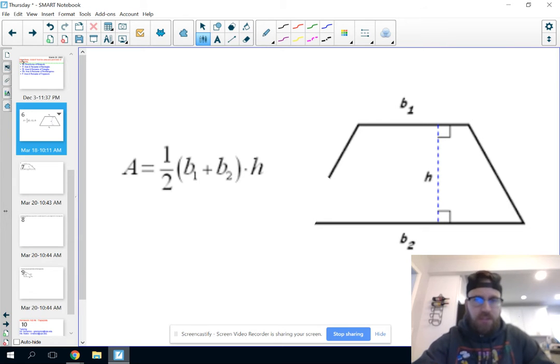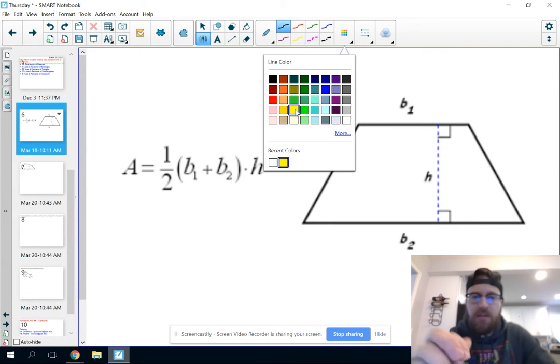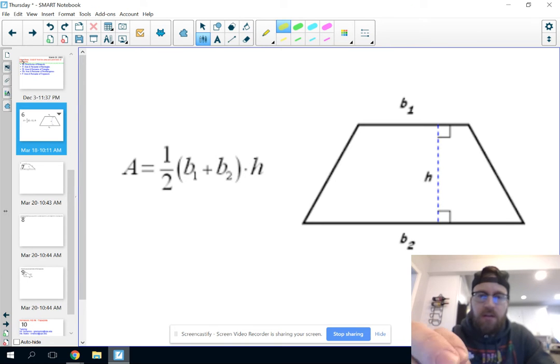Let's change color there. The sides there, the yellow, these are not the heights. Those are just sides of the trapezoid. So you're not going to use those in your calculation for area.